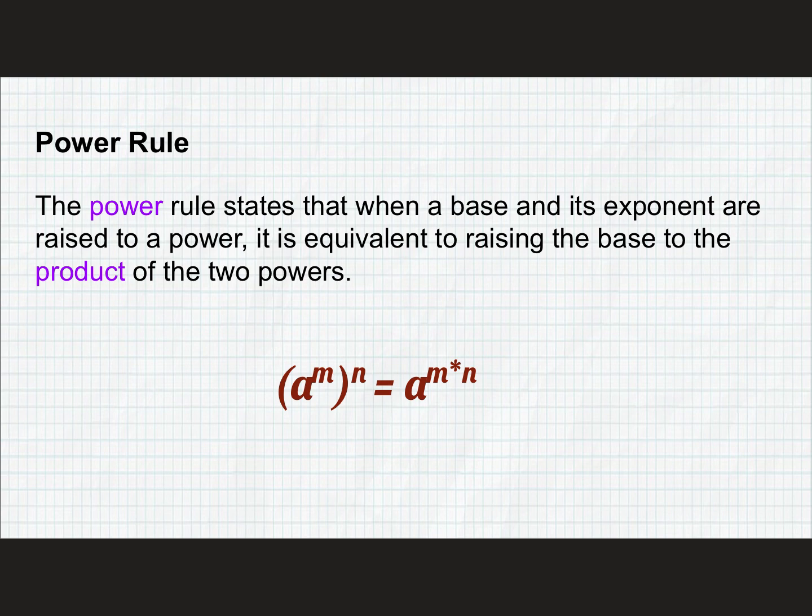So a to the m to the nth power equals a to the m times n. As in the previous example, h to the minus 6 to the 5th power is the same thing as h to the minus 6 times 5, or h to the minus 30.